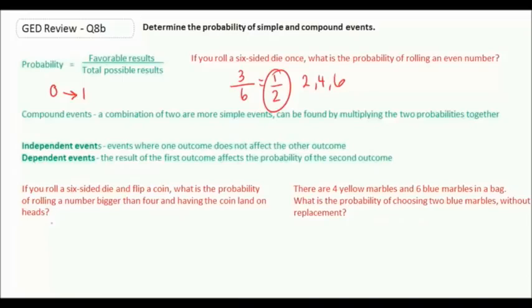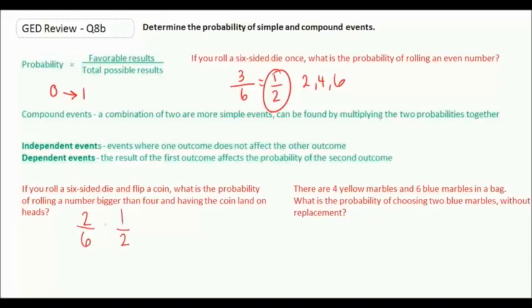So for the die, we want a number bigger than 4. Once again, for our die, we have 6 total possible results. And if we want a number bigger than 4, our options would be 5 or 6, which means there's 2 favorable results. For our coin, if we want it to land on heads, well, there's only 2 possible options, heads or tails, and heads would only be 1 favorable outcome.